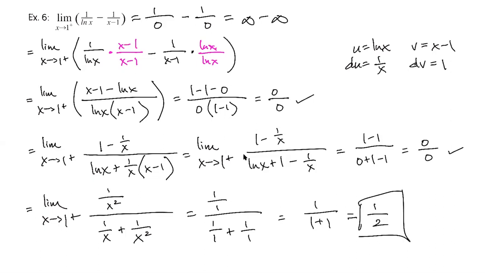And I got a number. And so that means that 1/2 is the y value that this function gets close to when x gets close to 1 from the right-hand side, okay?